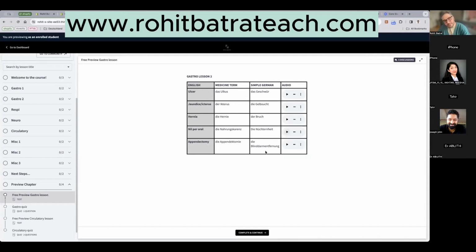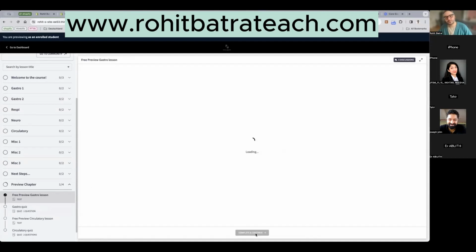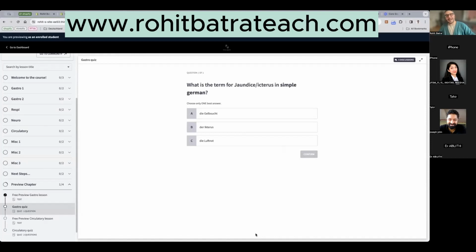Okay, so once we are done reading the table, once we are done standing in front of the mirror and reciting what appendectomy is called, die Blinddarmentfernung, okay? Yeah, we have practiced this, okay? Now we go to complete and continue. There's a tick, and now we are taken to the quiz.